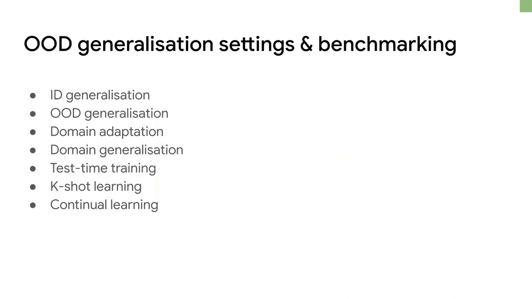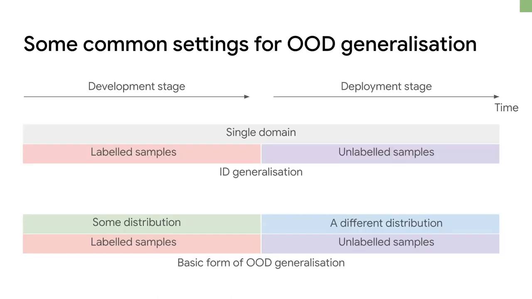So, so far was the definition of basic terminologies, and now let's try to look into different learning settings, scenarios, and benchmarking. So here we're going to talk about ID generalization, OOD generalization, and so on. Okay. So I would like to introduce this diagram for really explaining what different learning scenarios actually mean.